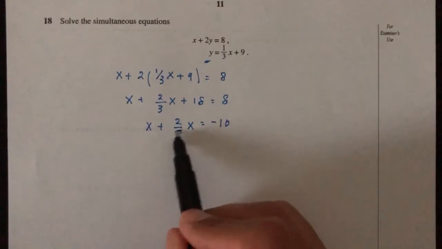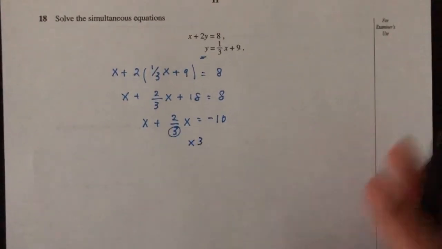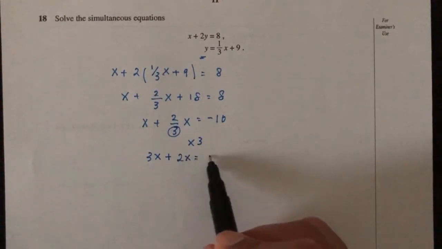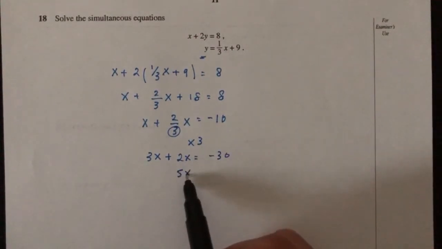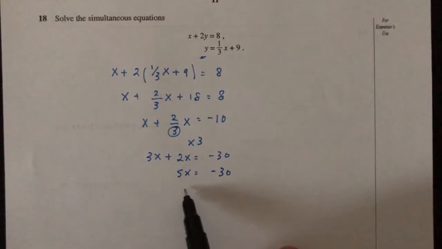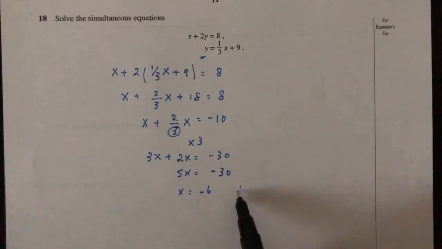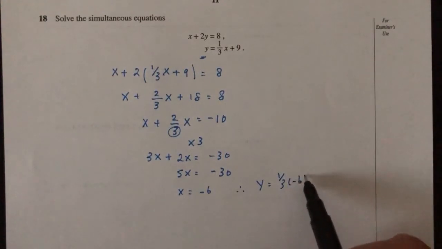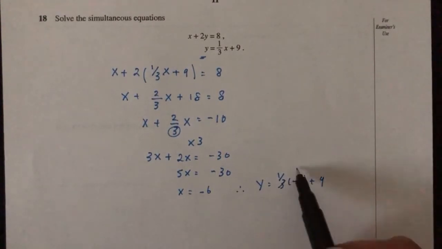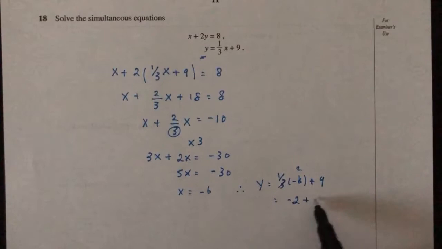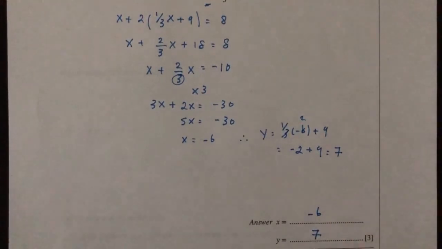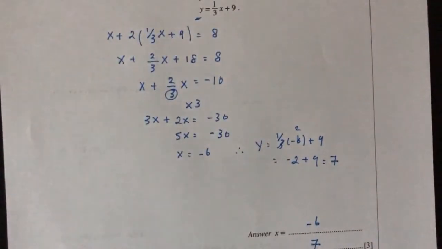So if you want to get rid of the 3, you have to multiply 3 everywhere. You will have 3x plus 2x equal to minus 30. That will be 5x equal to minus 30. So x will be minus 6. Y will be 1 over 3 times minus 6 plus 9. That will be minus 2 plus 9, which is 7. So x will be minus 6 and y will be 7. That is question 18.